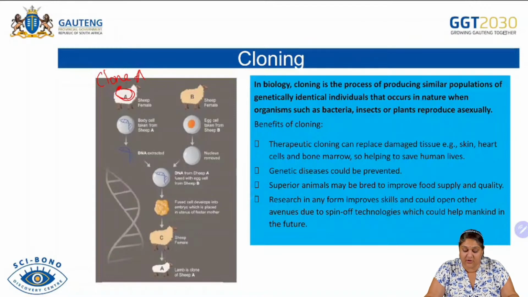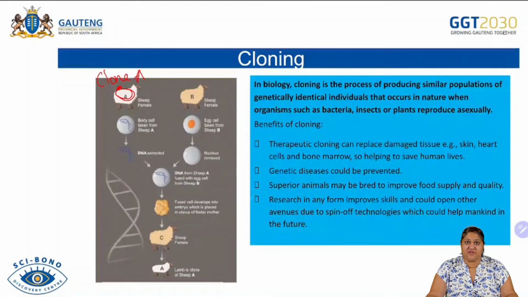What are the benefits of cloning? Therapeutic cloning can replace damaged tissue, for example skin, heart cells, and bone marrow, so helping to save human lives. Genetic diseases could be prevented. Superior animals may be bred to improve food supply and quality. Research in any form improves skills and could open other avenues due to spin-off technologies which could help mankind in the future. Okay, so you need to know the brief description of cloning, you need to know the benefits of cloning, and you need to know how you can answer questions on this.